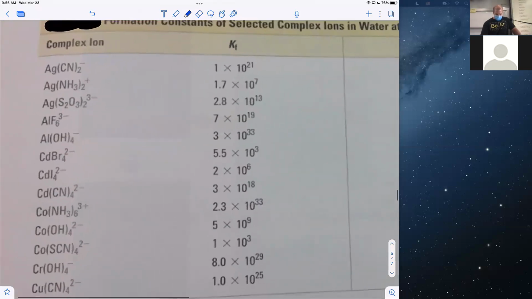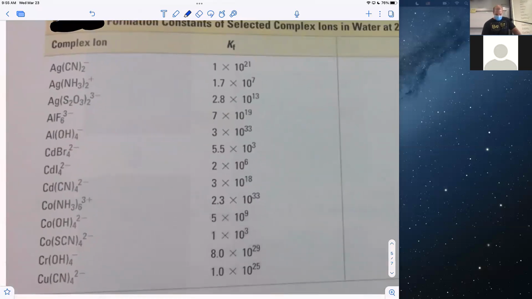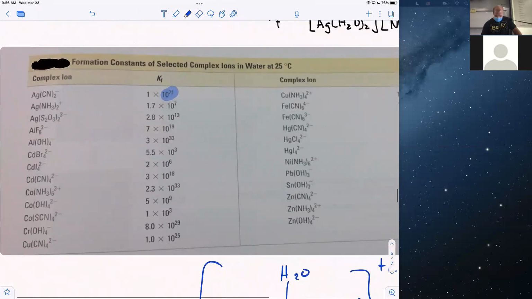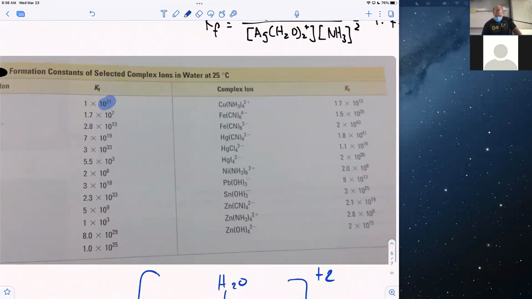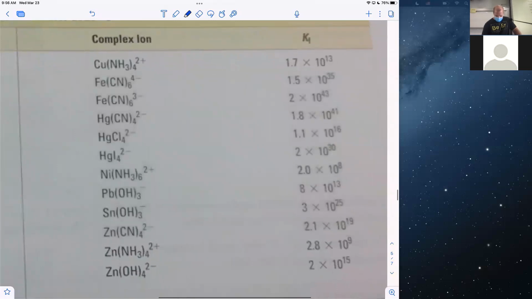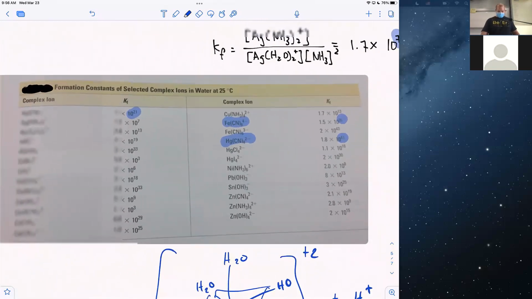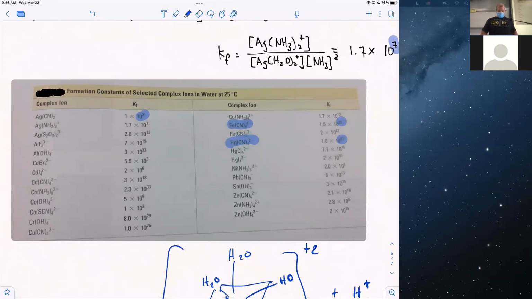For instance, silver cyanide. Cyanides are very powerful. You have 10 to the 21. Do they have gold on this? No, they don't. Okay, but you can see here, mercury cyanide, 10 to the 41, and iron cyanide, 10 to the 35. So cyanides, for instance, are really, really good at forming complex ions.